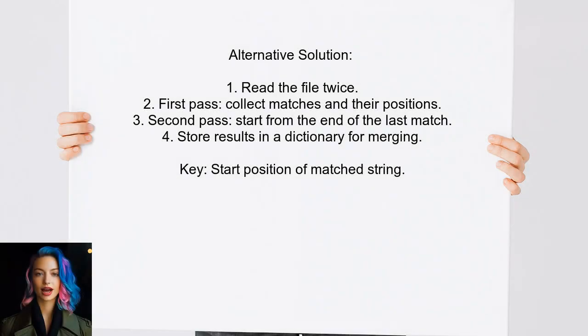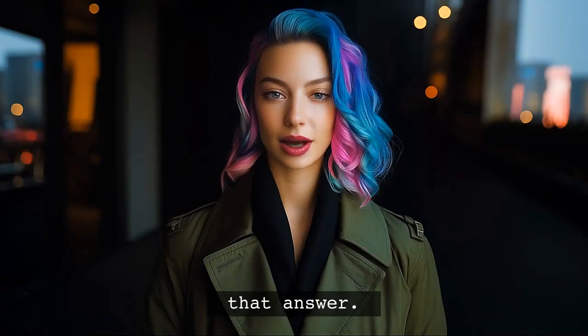Another suggestion is to read the file twice. On the first pass, collect matches and note their positions. On the second pass, start reading from the end of the last match to ensure no data is missed. Store the results in a dictionary for easy merging. That's it for that answer. Let's take a look at another one.